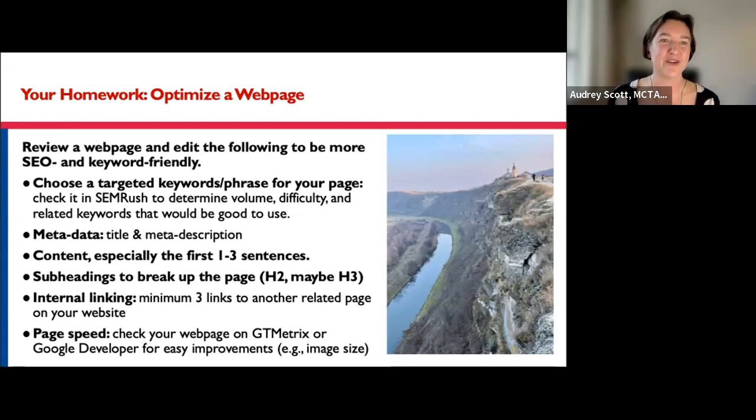What information is provided? You break up your content into several subheadings. Obviously, it depends on how long your content is, but either H2 or H3, which are the main subheadings. You would link to at least 3 other pages on your website from your text. And you check your page speed on either GTmetrix or Google Developer just to see what easy wins could I make?